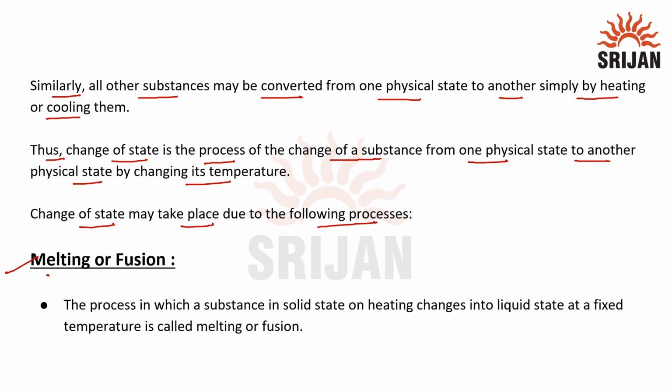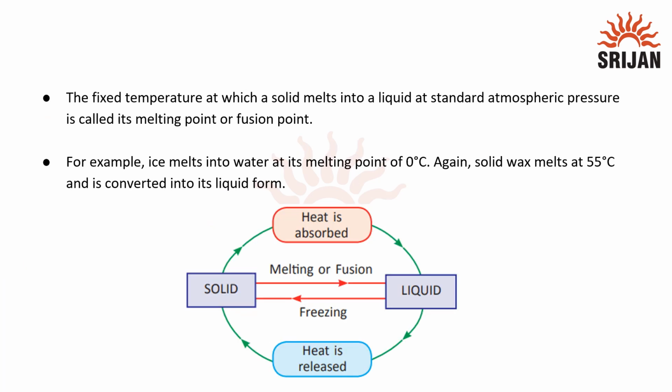First is melting or fusion. The process in which a substance in solid state on heating changes into liquid state at a fixed temperature is called melting or fusion. This requires heating. The fixed temperature at which a solid melts into a liquid at standard atmospheric pressure is called its melting point or fusion point.